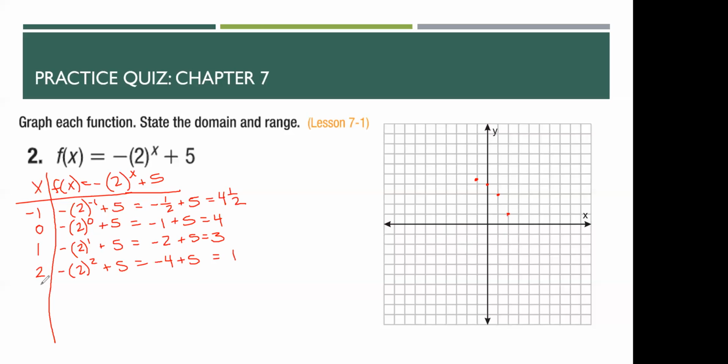And then we can see when we put 3 in for x, that's the exponent that's changing. So we've got 2 to the third power, 2 times 2 is 4, times 2 is 8. So then we have negative 8 plus 5, and that would be negative 3. So when x is 3, f of x is negative 3.